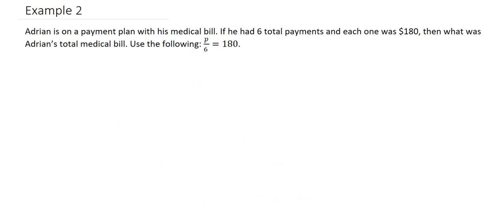So example 2, Adrian's on a payment plan with his medical bill. If he had 6 total payments and each one was $180, then what was Adrian's total medical bill? So we're going to use the following. So we have P divided by 6, which is equal to 180.